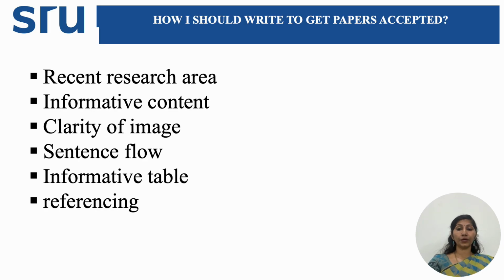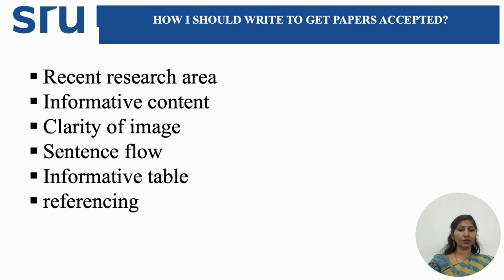So how do I get my paper accepted? First thing is you just choose a title in a recent research area. The title itself should be informative, and the editor should feel that your research paper is worthy. Next, the informative content should be there. Don't go for redoing the work again. It should not be a repetition of old work.